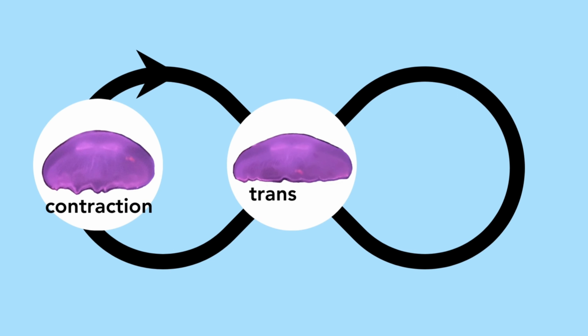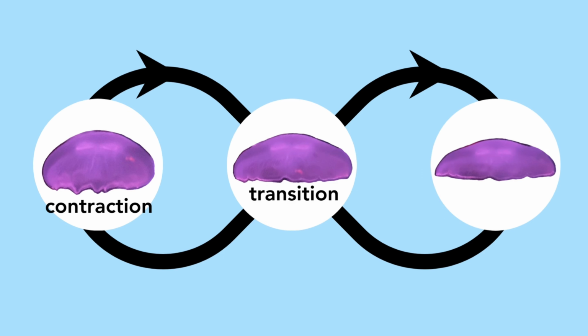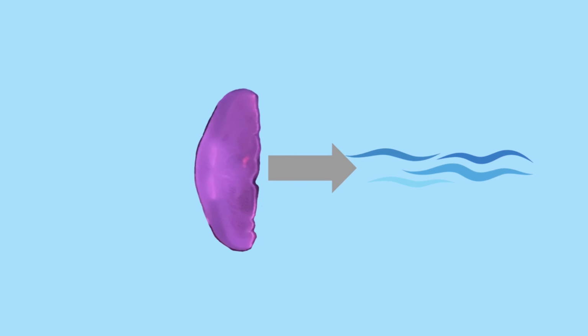Next, the body takes in water like a vacuum, which makes the opening wider. This is called transition. Lastly, when the body is already full of water, its opening is at its widest. This stage is called expansion. Then, starting from expansion, the jellyfish does the reverse. Going back, the body releases water, causing the opening to be smaller and forcing the jellyfish to move forward.